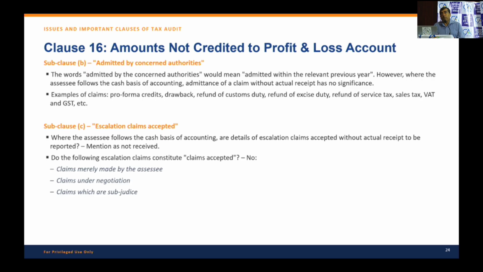I am not very clear, if you are following a mercantile system, which are the line items which would not form part of P&L but are income in nature. But yeah, these paragraphs are there. Again, escalation claims: merely claims made, or negotiations, or claims under discussion may not need a reporting. The claims which are accepted by both the parties need a reporting under this paragraph. The mercantile system of accounting needs to be kept in mind when it comes to books of accounts.